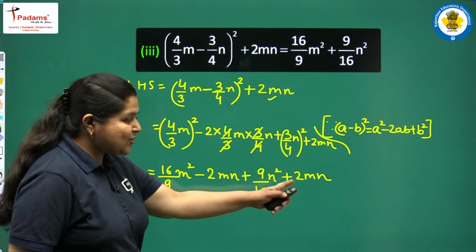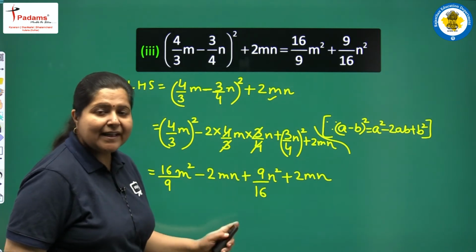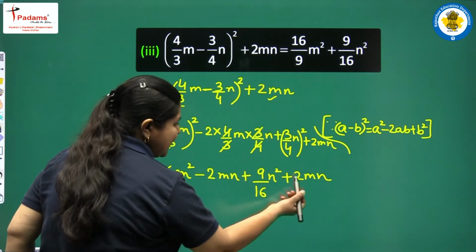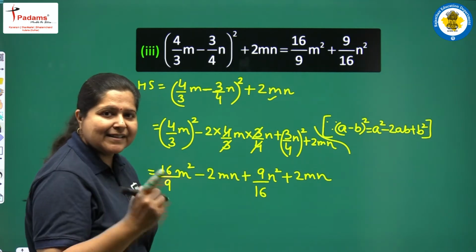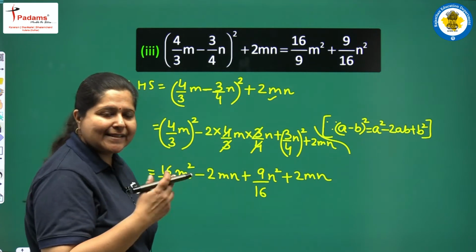Now look at these two terms. These are like terms, mn और mn same variable part है, और इसलिए यहाँ पर हम इन्हें add करेंगे. Now plus 2mn minus 2mn, 2 minus 2 it will be 0. These two terms will be cancelled. जब same ही terms हो और sign opposite हो, हम easily उनको cancel कर सकते हैं.